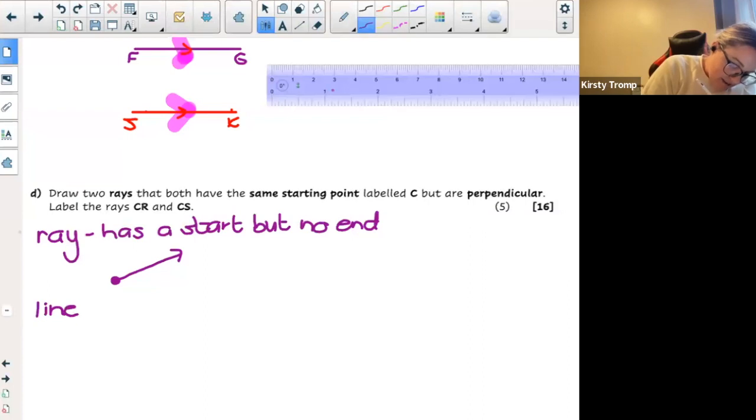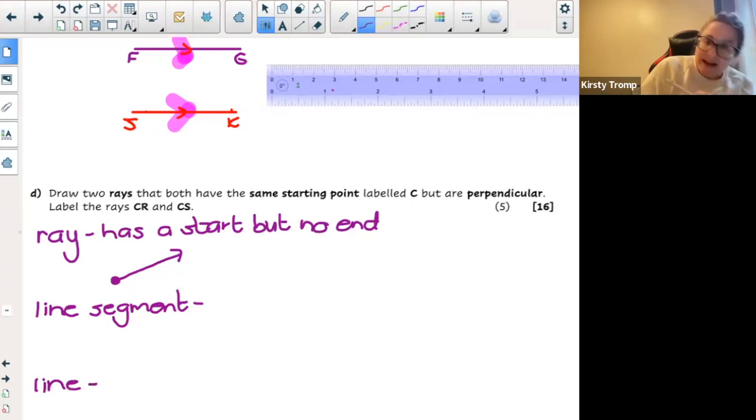Then I've got a line, and I'm going to start with a line segment. Then I'm going to ask for a line. So reminder, there's two different things. There's a line segment, and then there's a line. I am going to go for somebody whose voice I haven't heard before. I'm going to go with Pearl.